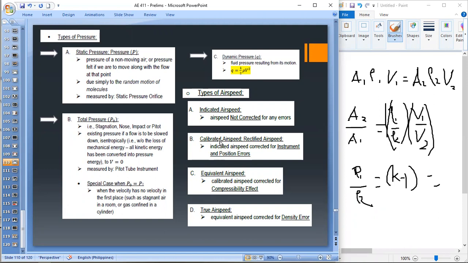So dynamic pressure naman, we all know that the dynamic pressure is the pressure resulting from its motion. So we have 1/2 rho v squared. So sa liquid, di ba? Maalala niyan yung dynamic pressure natin.